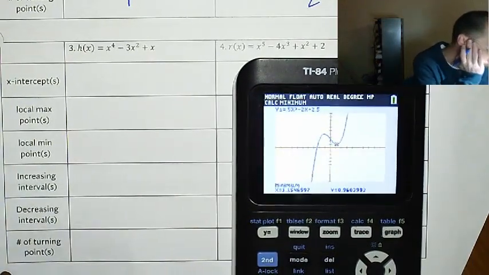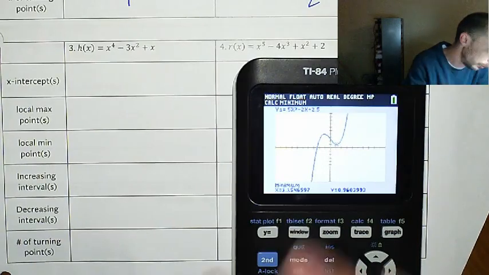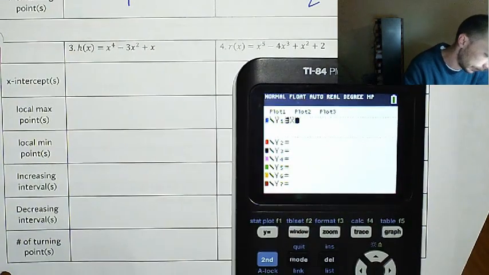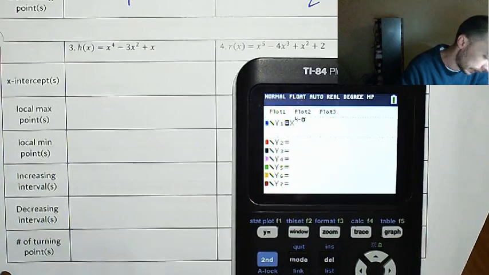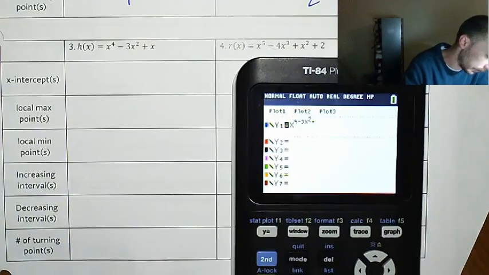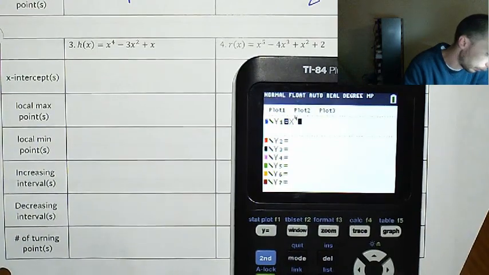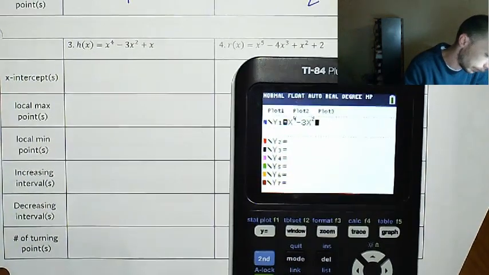Right. Number 3, x to the 4 minus 3x squared plus x. Let's just try that again. X to the 4 minus 3x squared plus x.